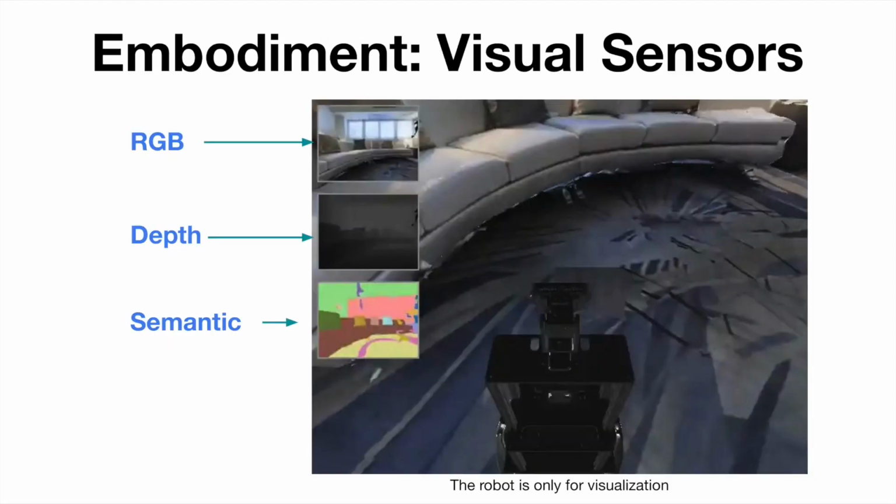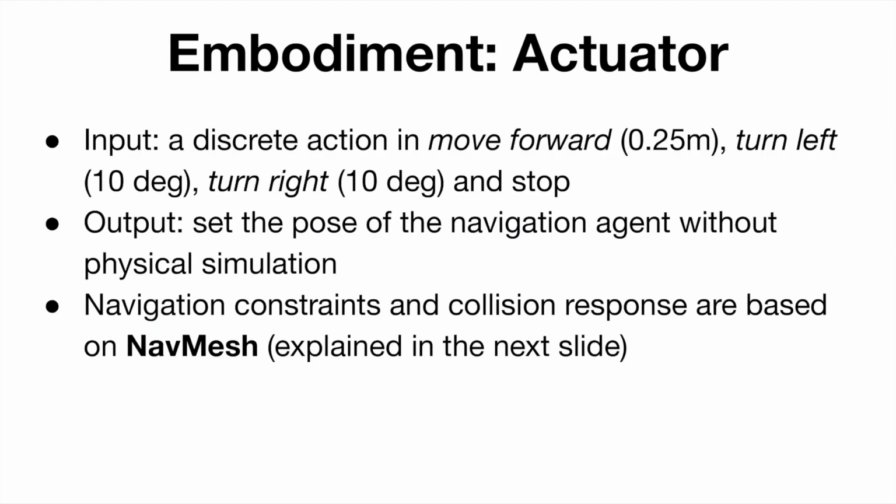Here is an example of visual perception, including RGBD images and semantic masks. The agent can take one of 4 discrete actions, namely move forward, turn left, turn right, and stop. The movement is implemented by setting the pose of the virtual robot without physical simulation. Navigation constraints and collision response are based on navmesh.